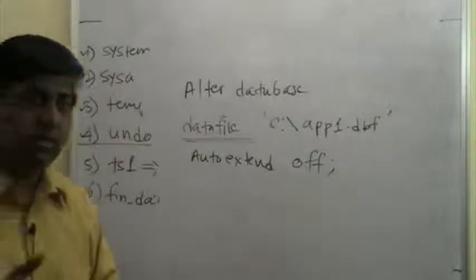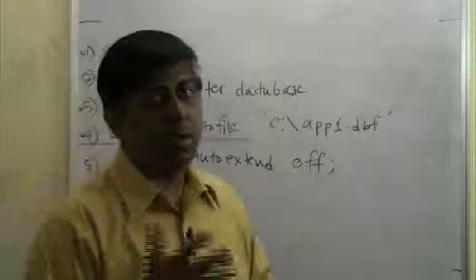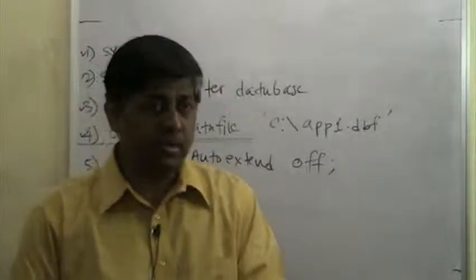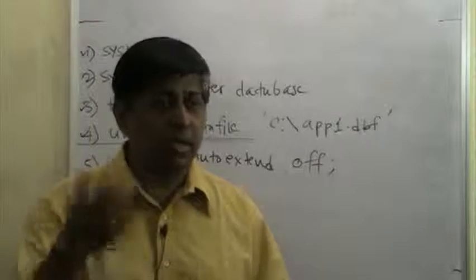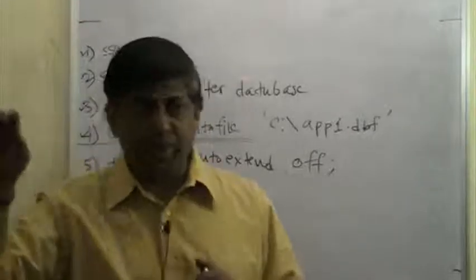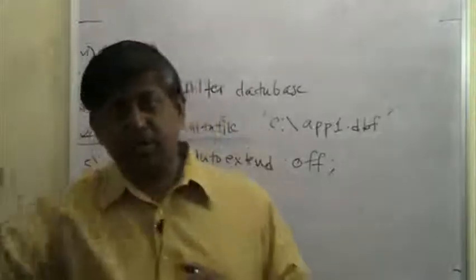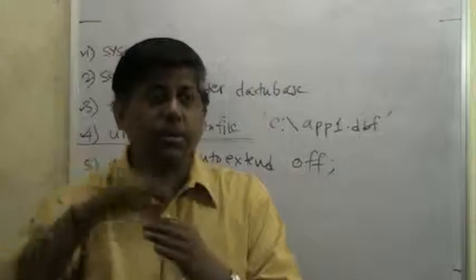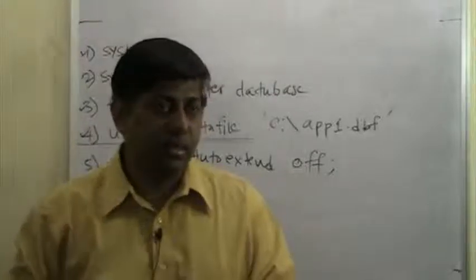Should we mention the auto extend? No, there is no need to mention auto extend off, because by default it is off. If you don't mention any auto extend during the table space creation, so you create table space app, then data file, all that stuff, and auto extend on, that auto extend on is not for the table space. That auto extend on is for the data file.